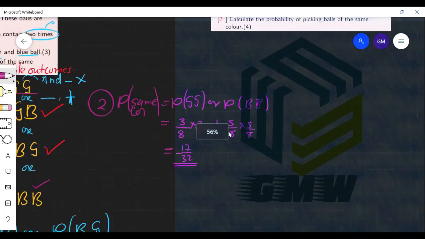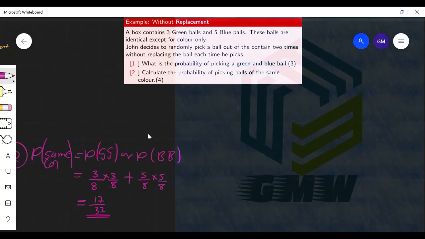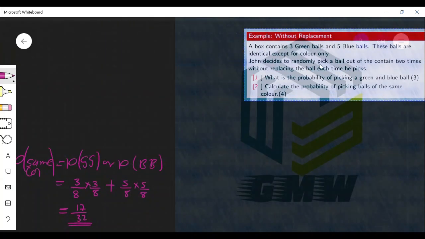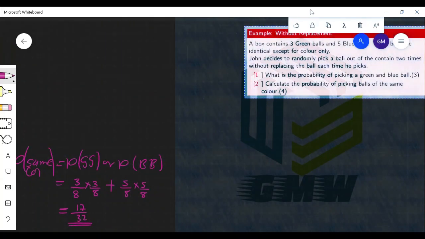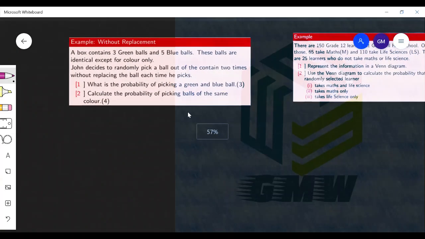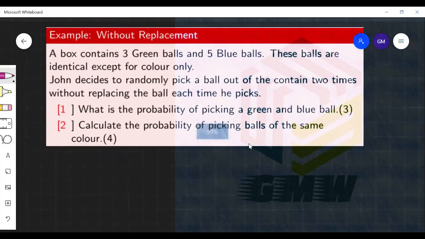Yes. So that was picking with replacement, okay? Now, let me move this a bit and I show you picking without replacement. Then we end this session, okay? So what I did is I used the same example and changed only one word. Look at this. A box contains 3 green and 5 blue. You remember these words, right? These balls are identical except for color only.